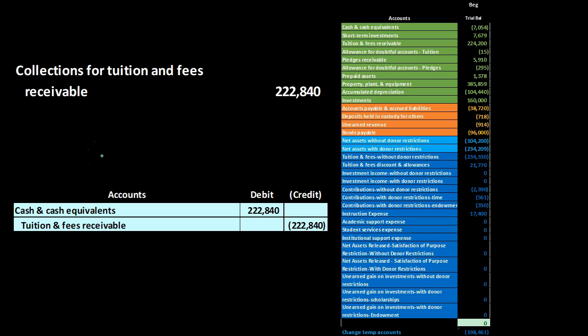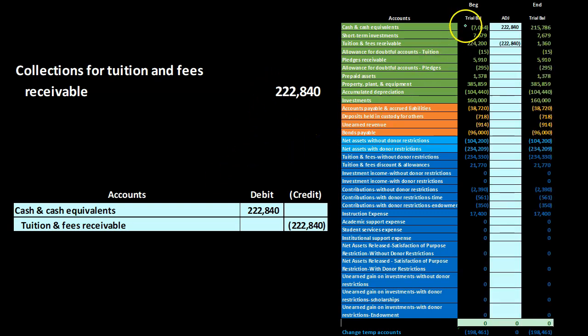Next transaction. Collections for tuition and fees. So we got the collections for tuitions and fees. It's kind of like our favorite type of transactions here. We're going to say that cash is going to go up because we collected on them. The credit then going to the tuition and fees receivable. So tuition and fees receivable then going down. So we're going to say cash is going to be increasing. So we had the debit of the 222,840.